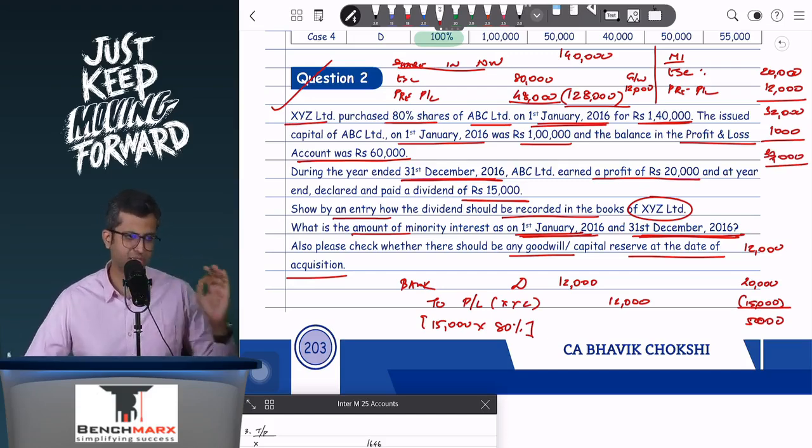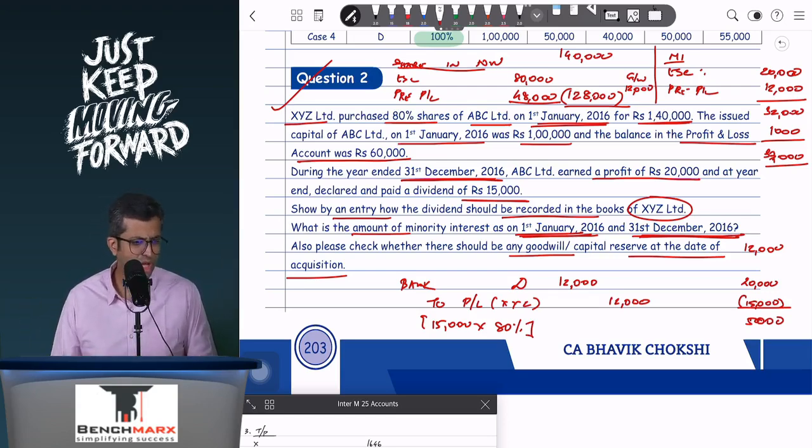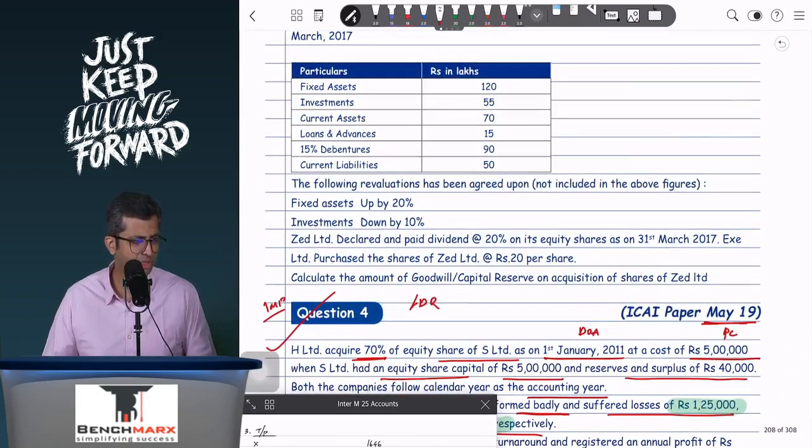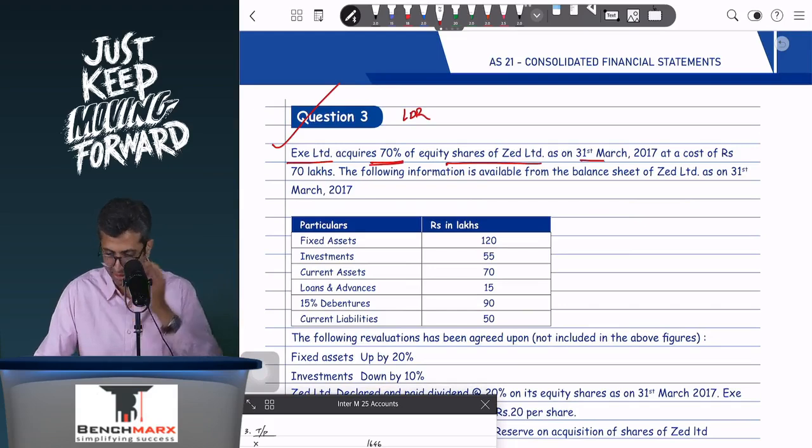So here we are saying that the profits of the year 2016 would be used for paying dividend of the year 2016. These are post profits. Dividend is paid out of the post profits, and hence it should go to the P&L account. Are we clear with this? Yes. Okay. On similar lines, you'll have question number 3. Now, EXC Limited acquires 70% of the equity shares of Z Limited as on 31st March 2017.